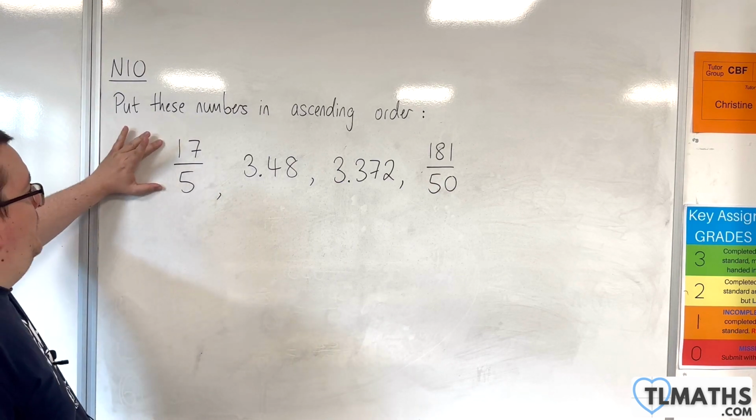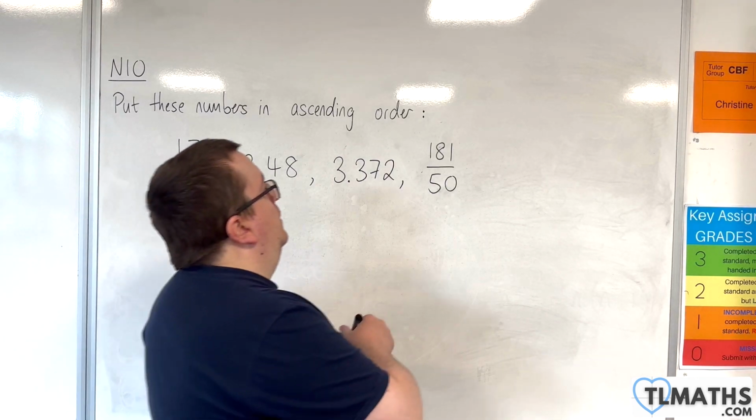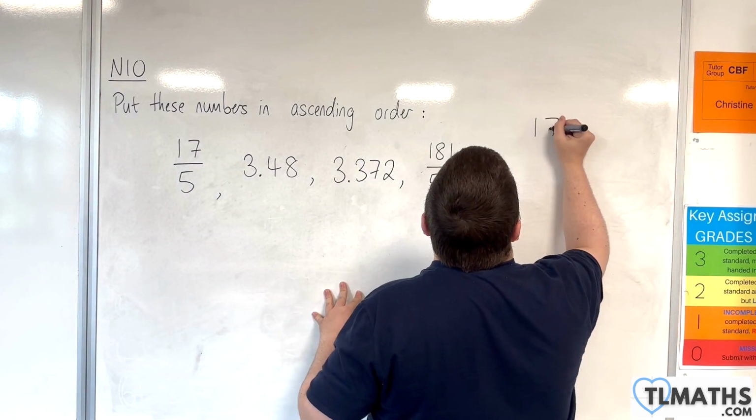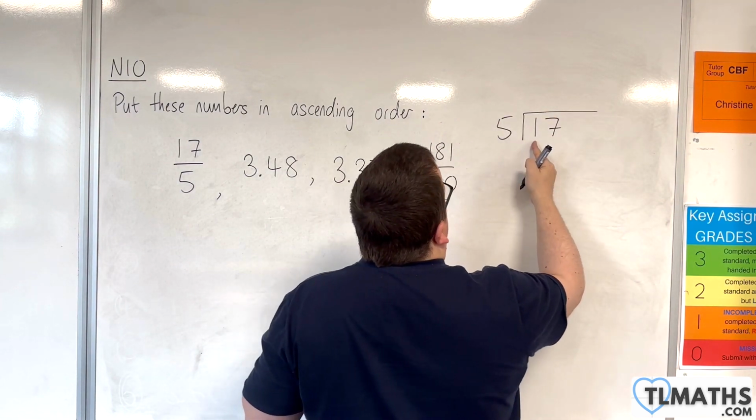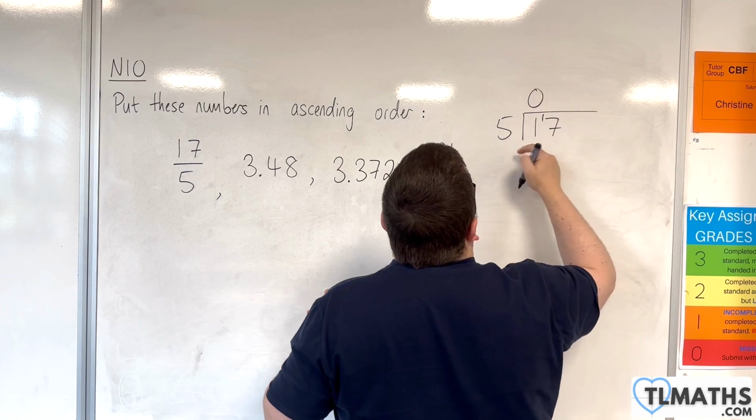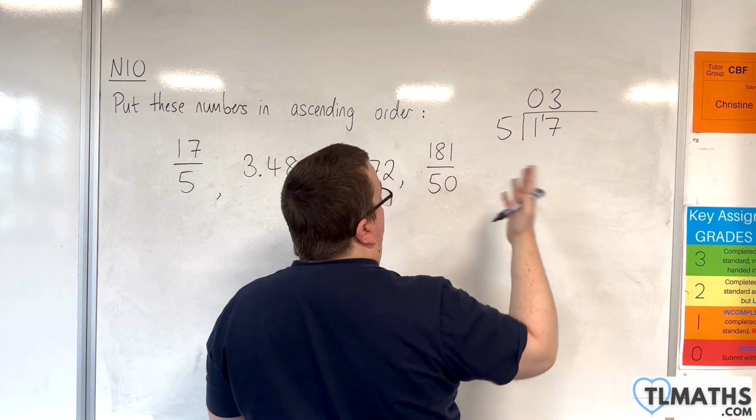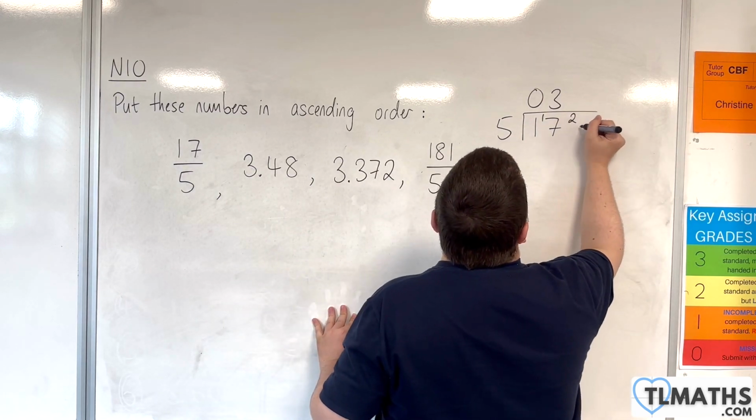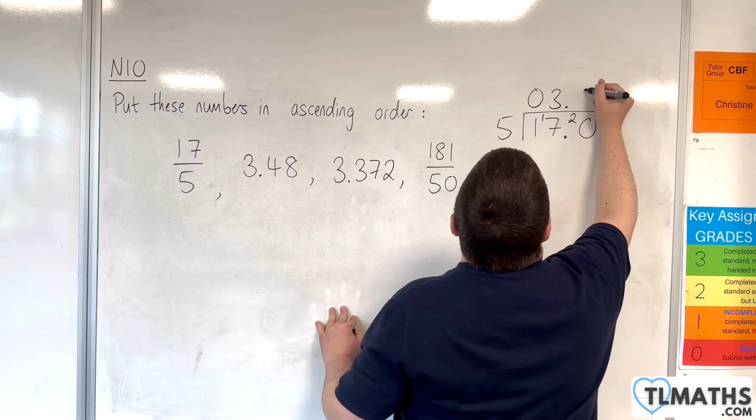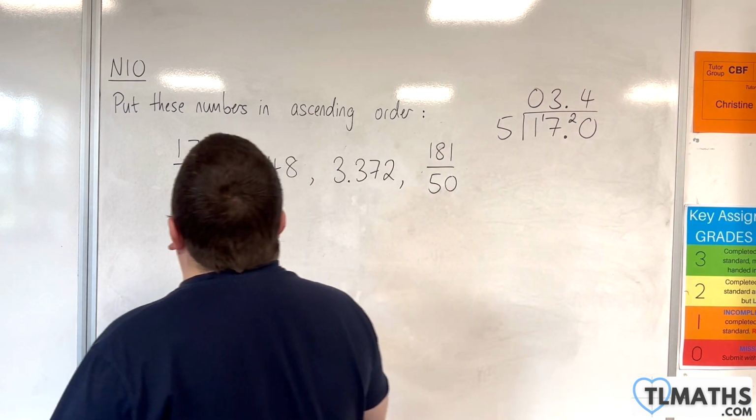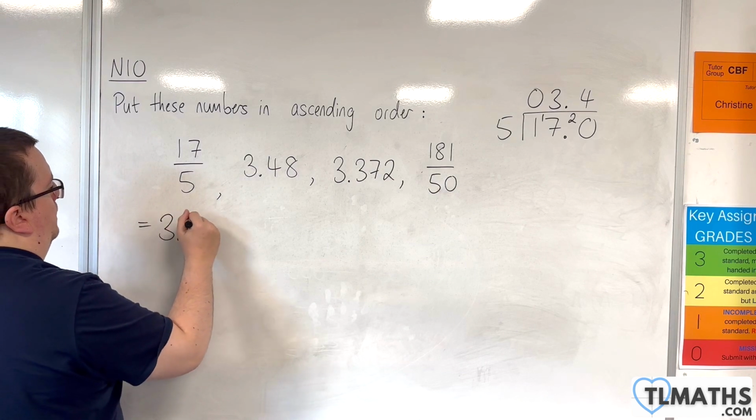So 17 fifths, we need to convert that into decimal form. So 17 divided by 5, using a bit of short division here. 5s into 1 go 0 with 1 remainder. 5s into 17 go 3. 3 5s are 15 with 2 remainder. So we bring in a decimal point to the 0. 5s into 20 go 4. So 3.4. So that one is equal to 3.4.